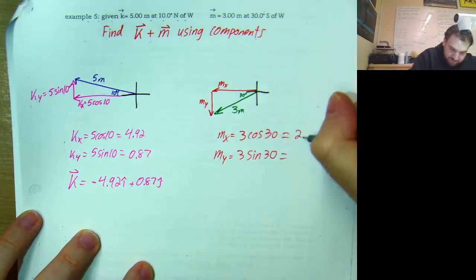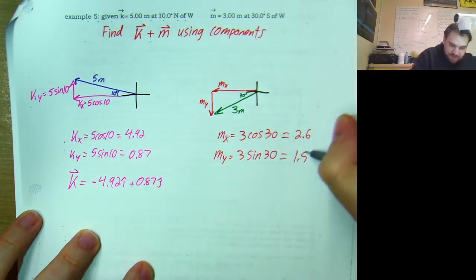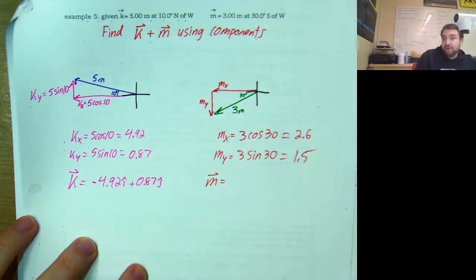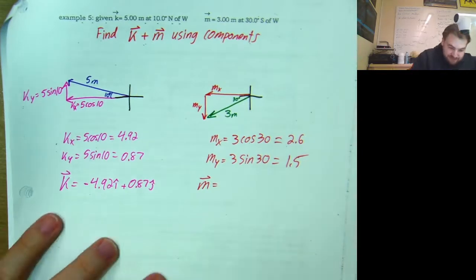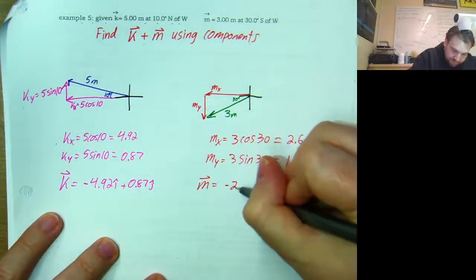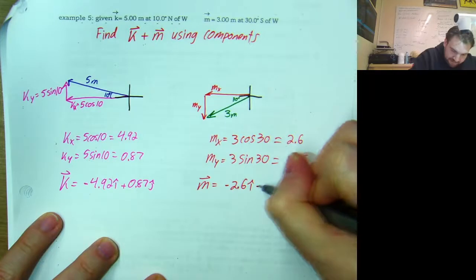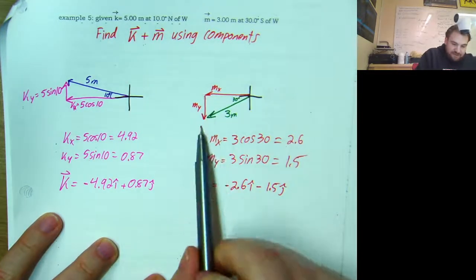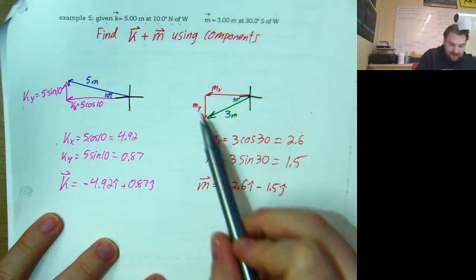So that's going to be 2.6. That's going to be 1.5. I've done all the math already. So then M, our vector, in component form or in rectangular form, is negative 2.6 i hat minus 1.5 j hat. This guy's to the left, this guy's down, so that's negative i hat and negative j hat.